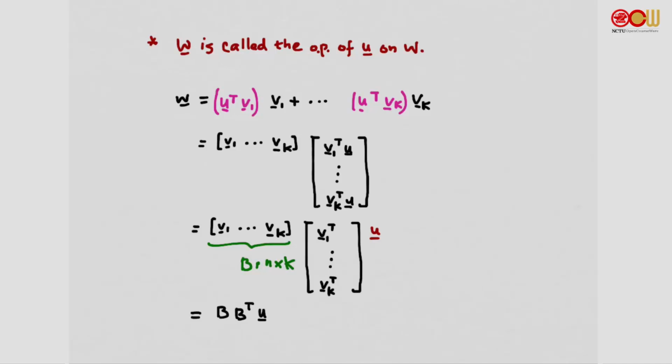So the orthogonal projection of u on the subspace W can be computed in this way. If we have the u vector here, and if we have an orthonormal basis for W, we can use the basis vectors to form a matrix B. Then the orthogonal projection vector w is BB transpose u.